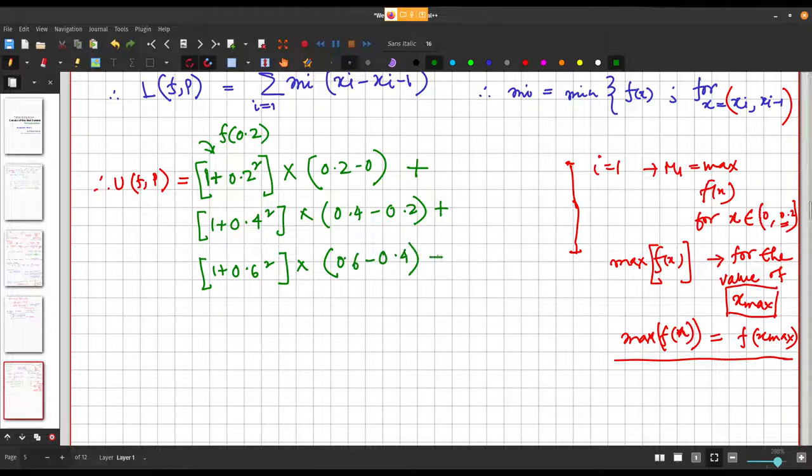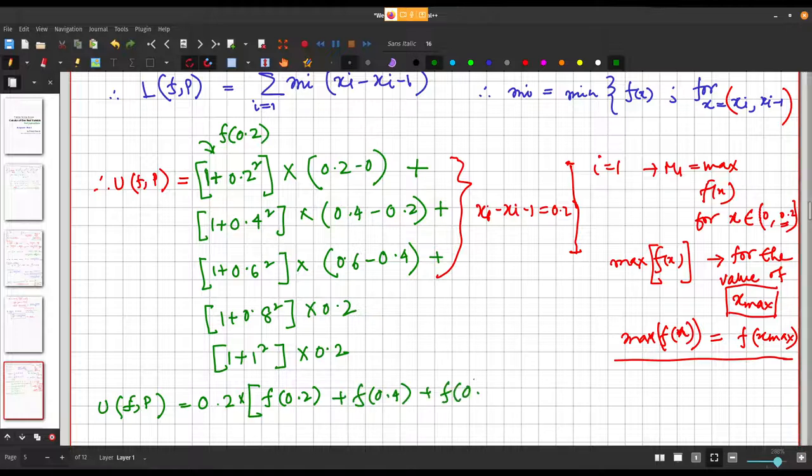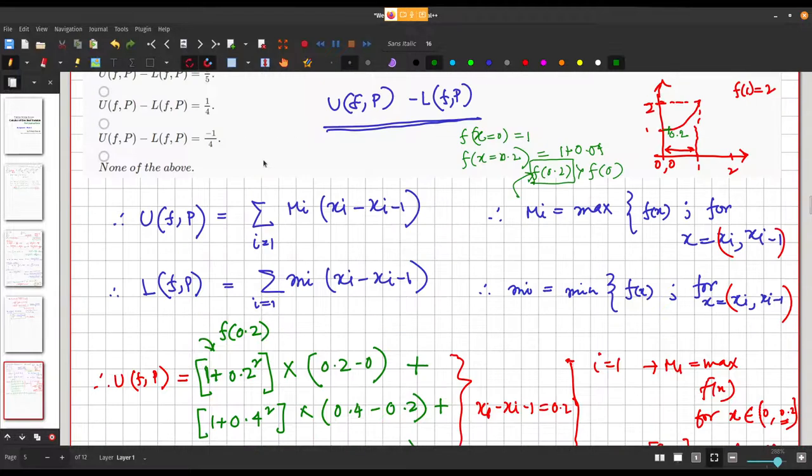0.6 minus 0.4, and we can see that this multiplicative factor xi minus xi minus 1 is 0.2 always, because the points that we are considering here are evenly spaced. So you can write it as 0.2 here again, and the last term will be times 0.2. Okay, so we can simplify it a bit. 0.2 times f(0.2), f(0.4), f(0.6), f(0.8), and f(1). So that is one of the parameters which we have to evaluate.